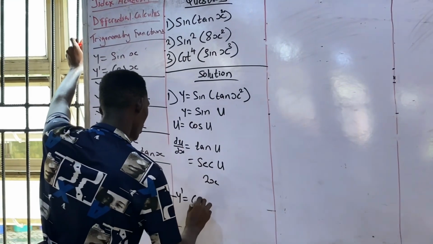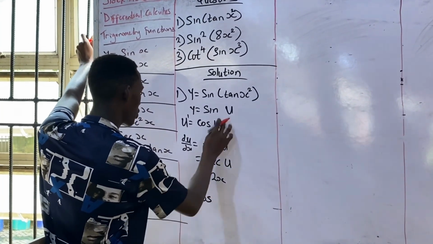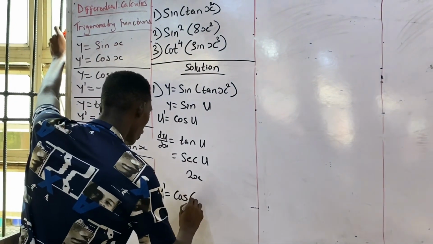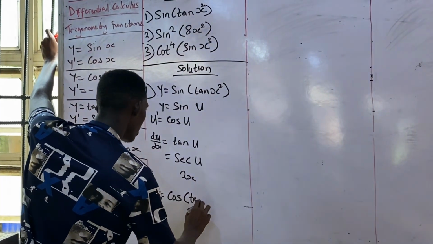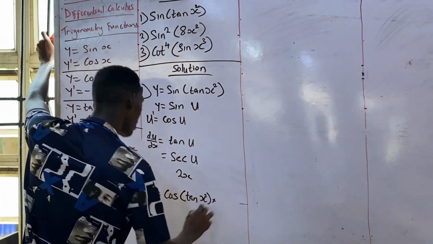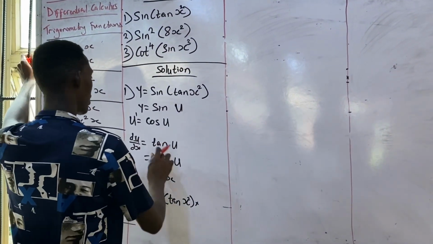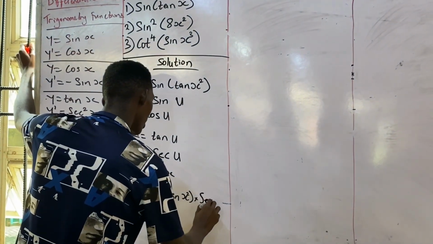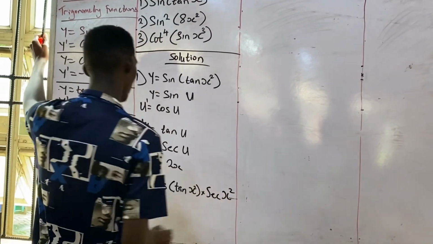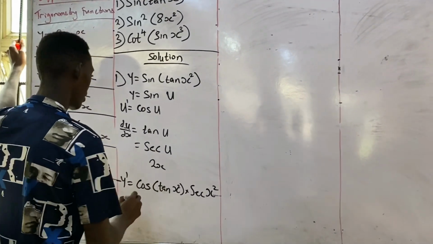So therefore we can now conclude that our y derivative is equal to what? Cos u. We must be multiplying each and every one of it. Multiply this with this with this. Cos u, which is cos open bracket tan x squared close bracket, times sec u. Now our sec u here is sec x squared, times our 2x.